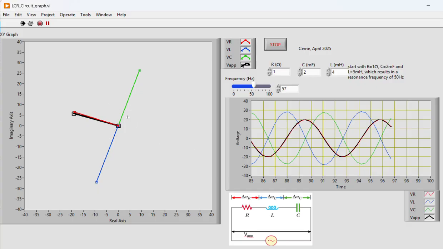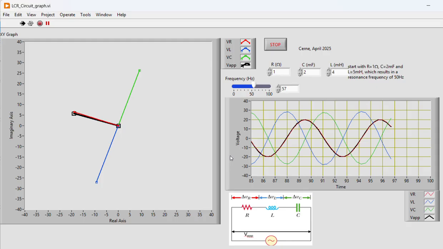And you can see they cancel as vectors over here. They're 180 degrees apart in phase. And the voltage across the resistor and the total voltage are following each other exactly. And in this case, the total voltage is also in sync with the current. Because remember, the current is exactly in phase with the resistor voltage.